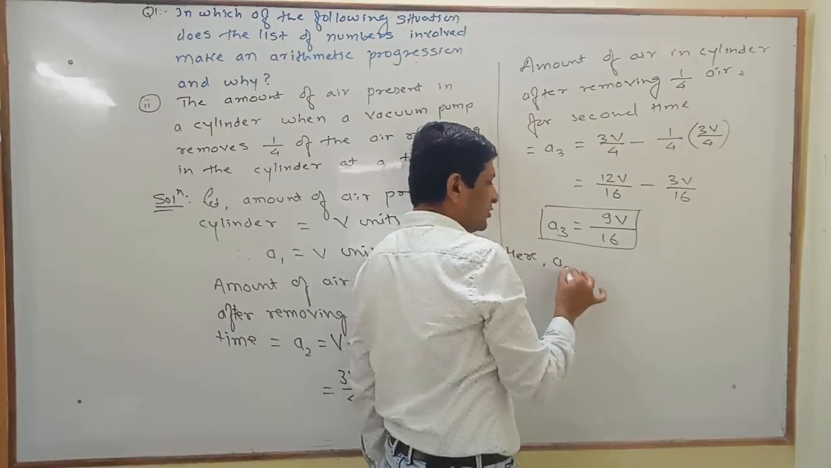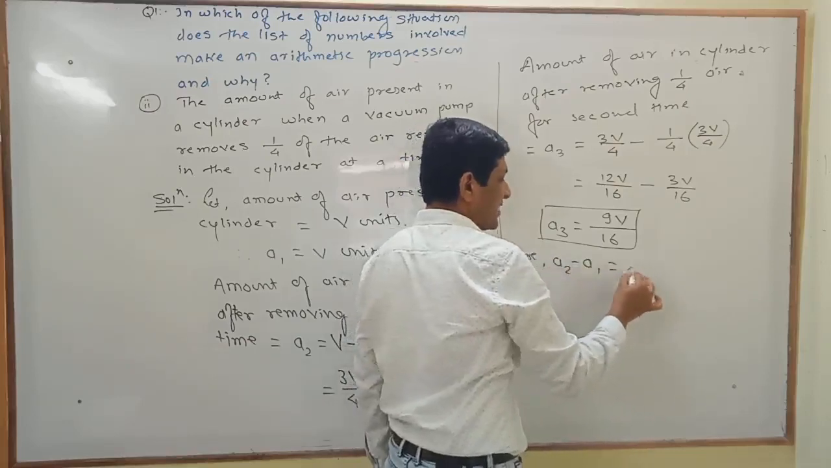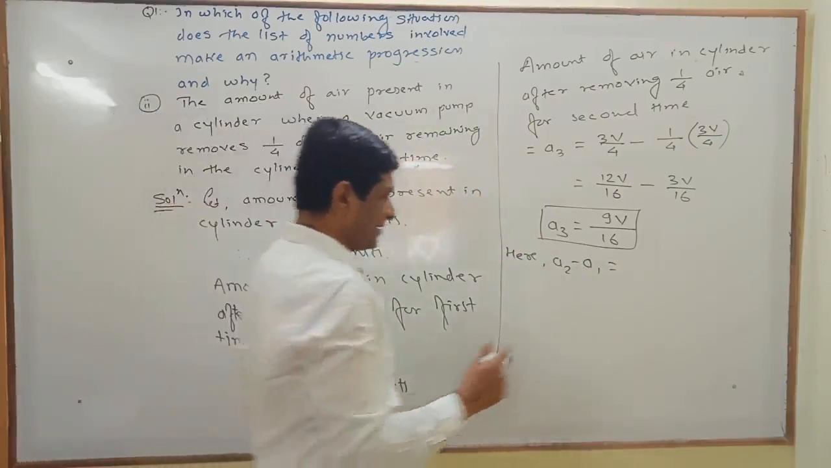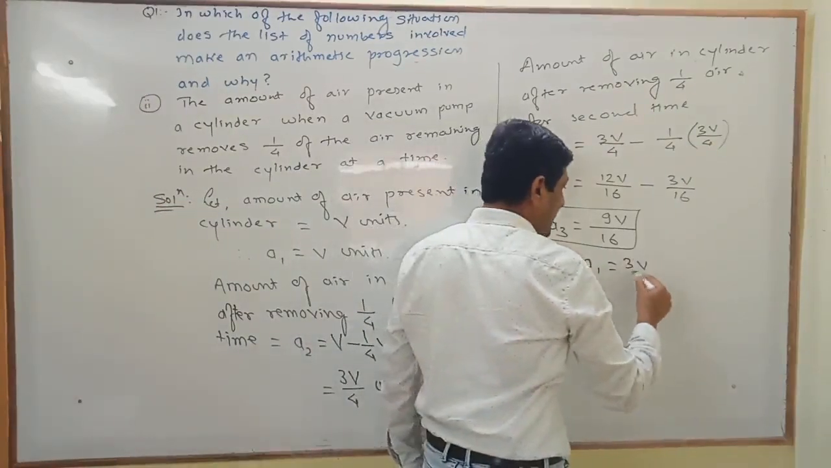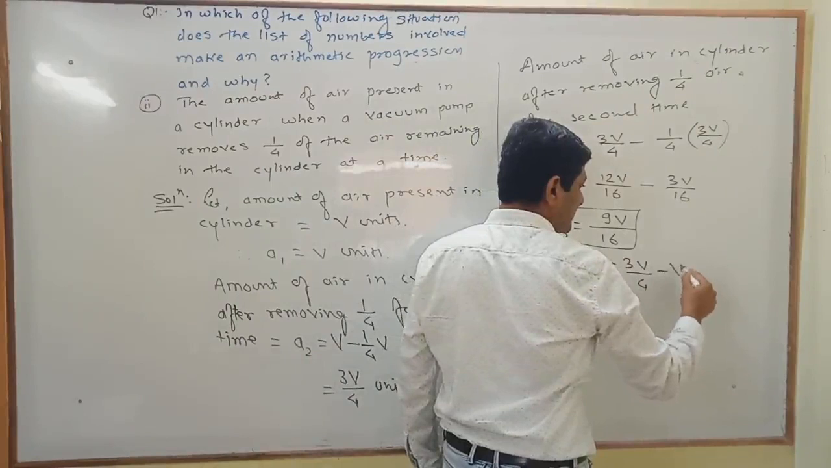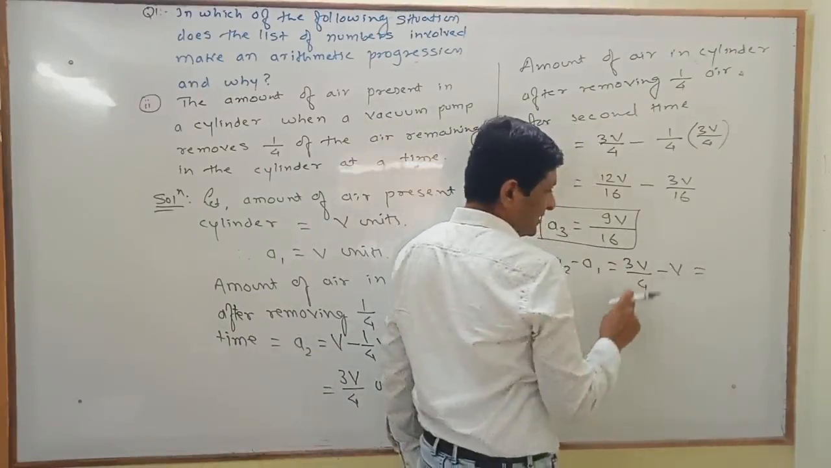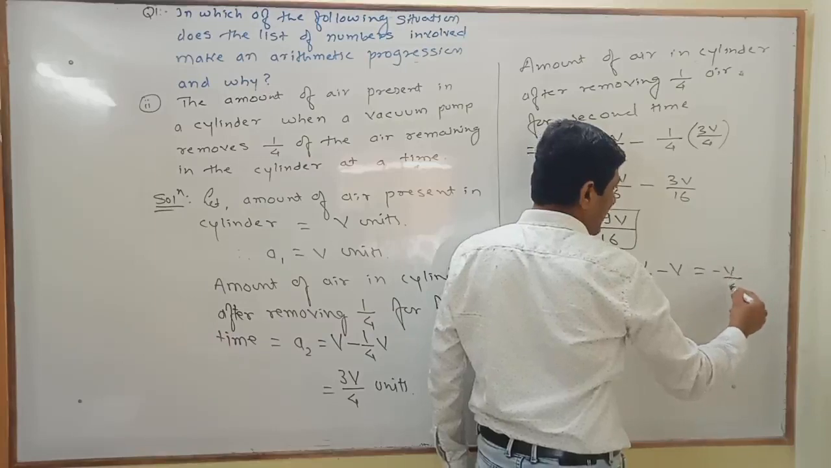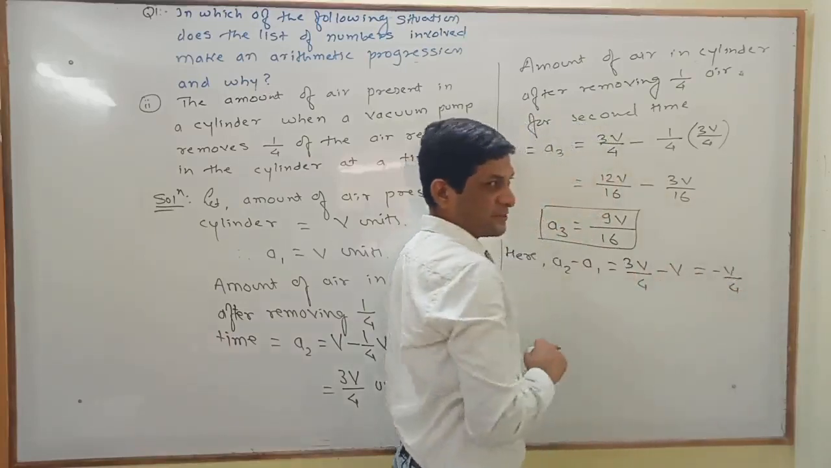Here, A2 minus A1 means we are finding the difference of the second term and its previous term. What is the second term here? 3V upon 4. What is the first term? V. So here 3V minus 4V will be equal to minus V by 4. Just simply we have taken cross multiplication.